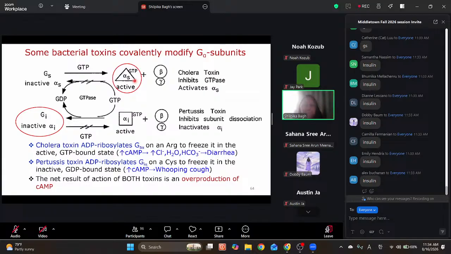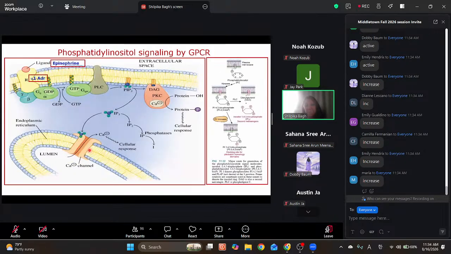For example, does cholera modify GS or GI? This is the modification, please. This is not active or inactive. This is the modification by the toxin. So cholera modifies GS or GI? GS. If GS is modified, does cholera make GS active or inactive? Persistently active. Now, this is the pathology you should know, but you know the basics. So if cholera is ADP-modifying GS, making it persistently active, what will happen to cyclic AMP inside the cells? Increase. That you knew because you knew the basics, and that's responsible for rice water stool.